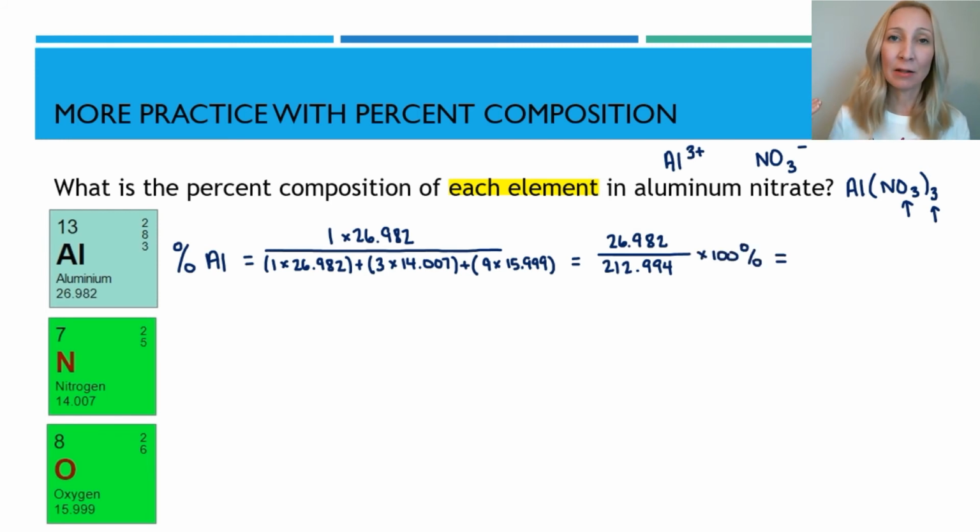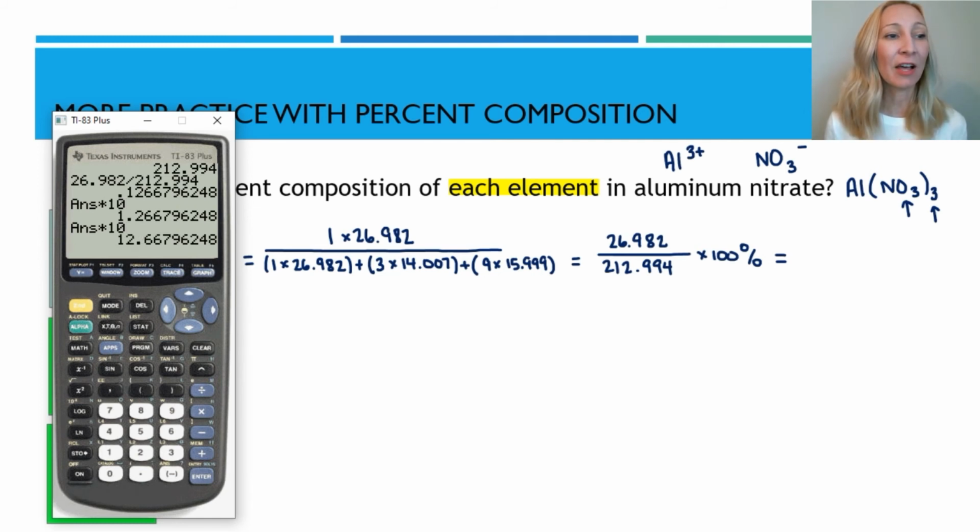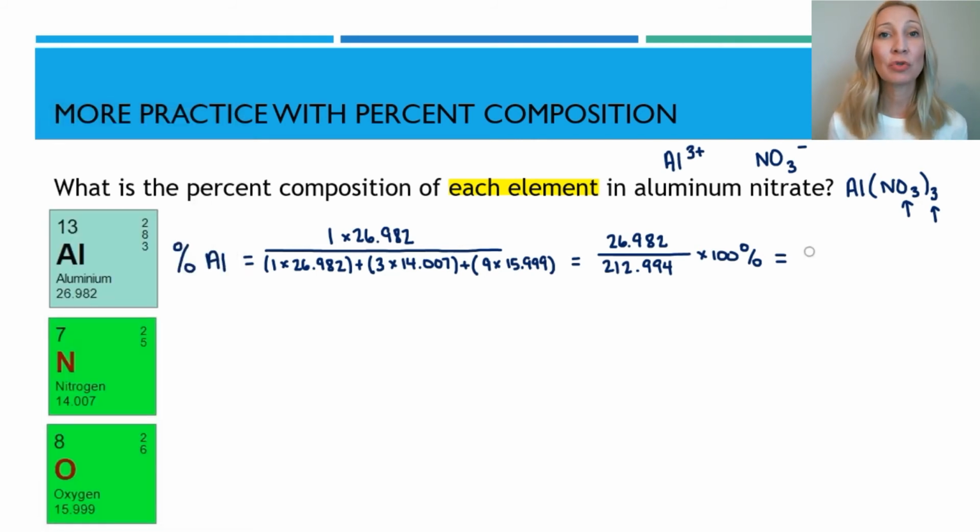I'll use it later. The mass of just the aluminum, the 1 aluminum, is 26.982. And then I take the aluminum divided by the mass of the whole thing, multiplied by 100% to get my answer. So 26.982 divided by 212.994 times 100, oops, accidentally typed in 10. We'll times it by 10 again so that we get a value of 12.6679. Let's round that to 5 significant digits. So 12.668% aluminum in this compound.